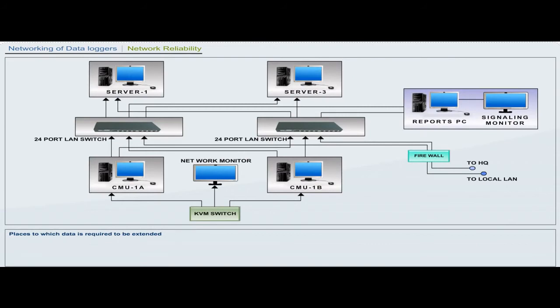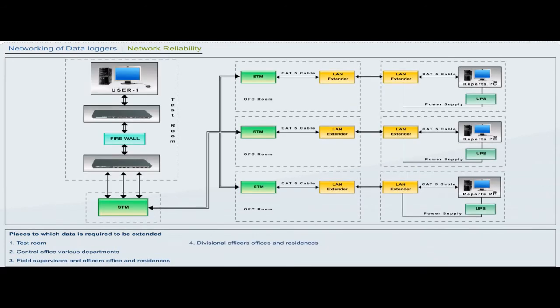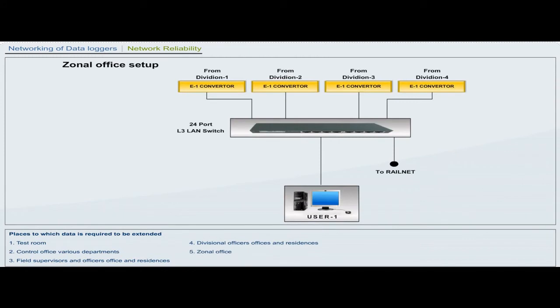Places to which data is required to be extended: test room, control office, various departments, field supervisors and officers' offices and residences, divisional officers' offices and residences, zonal office. Network diagram for extending the data to remote users. If more than one user has to get the data, the network requires modification.